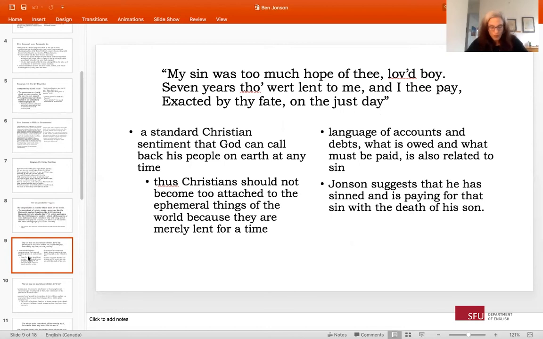So Jonson says, "My sin was too much hope of thee, loved boy. Seven years thou wert lent to me, and I thee pay, exacted by thy fate on the just day."